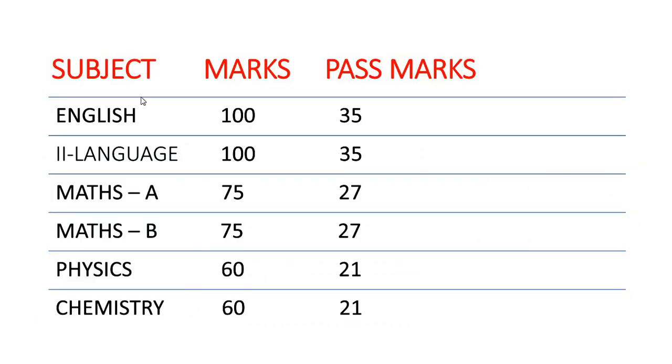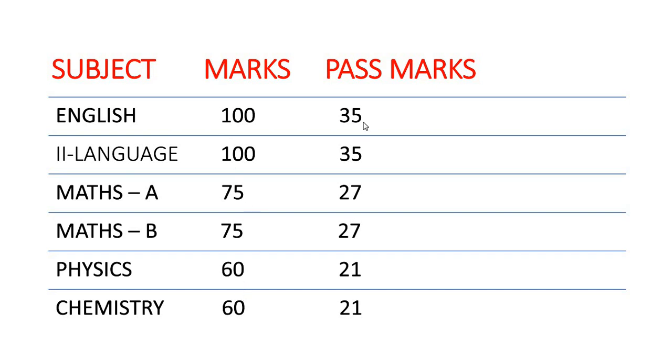If you see the subject-wise marks distribution, English is 100 marks. MPC students have English and a second language. The second language may be Hindi, Telugu, Sanskrit, Urdu or Arabic. The second language will be any language, that is for 100 marks. Maths A is for 75 marks, and maths B, that is 1A and 1B, the maths B will be for 75 marks. Physics is for 60 marks and chemistry is for 60 marks. So this is the marks distribution.